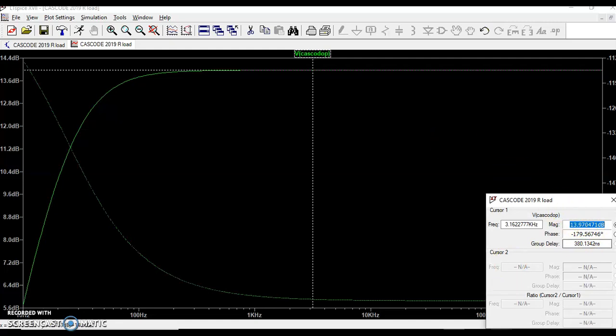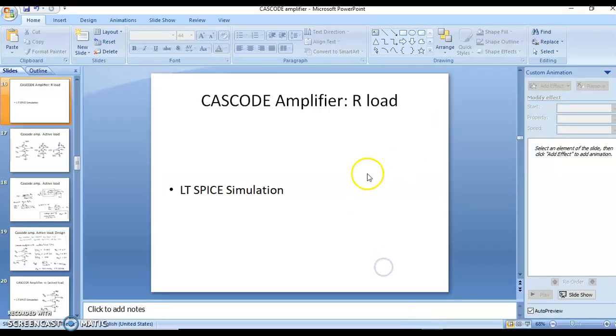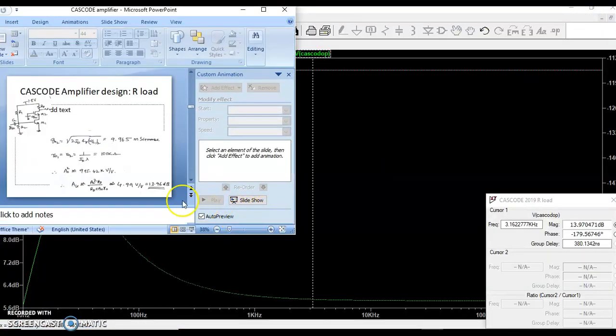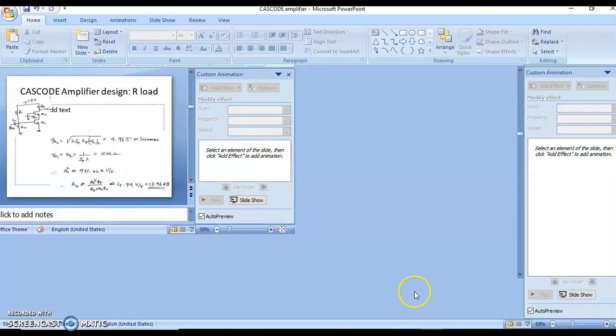The design also we are getting. Let us just verify what is the design value. So you can see this is the design value, which is 13.96. We actually have the simulated value as 13.97, which is fairly very close to the expected value. This way we are able to simulate a cascode amplifier with a resistive load. So let us go back to presentation.